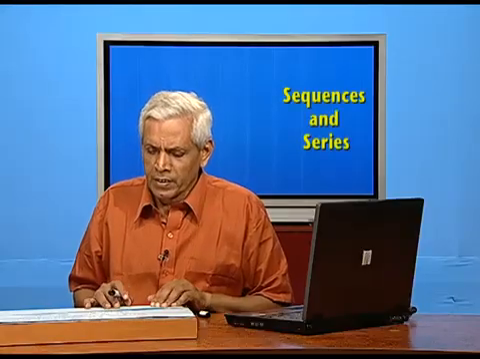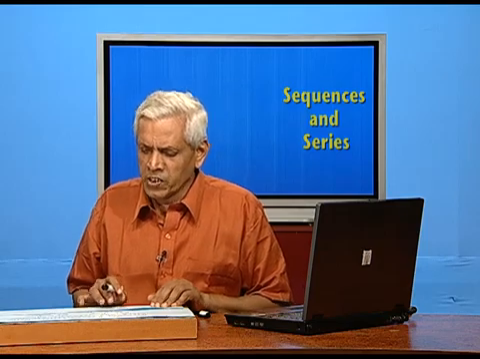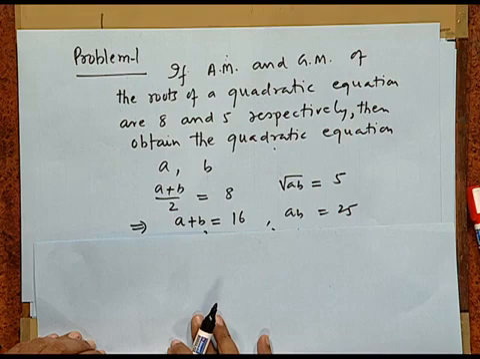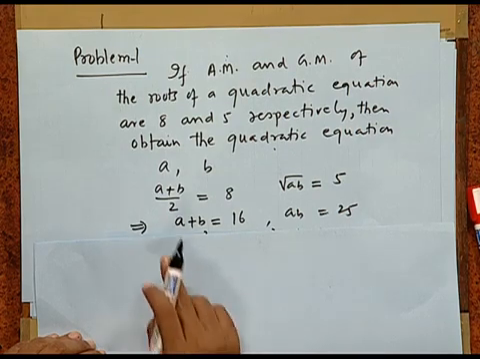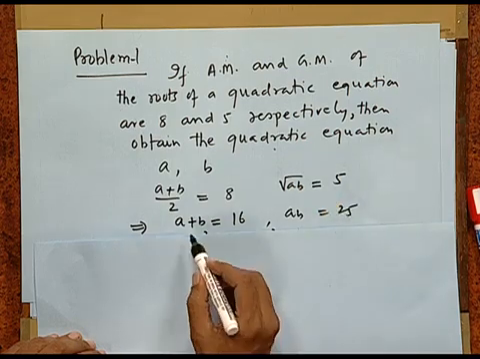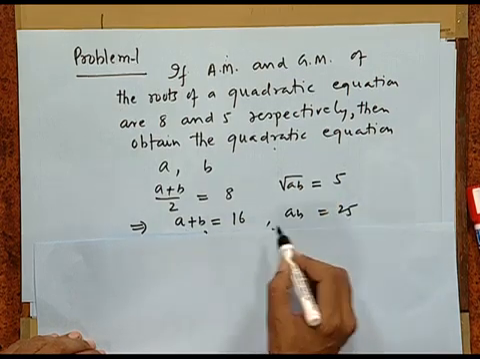Now, we have problem 1. If AM and GM of the roots of a quadratic equation are given to be 8 and 5 respectively, then obtain the quadratic equation. Suppose A and B are the two roots. We are given that (A plus B) by 2 is 8 and root AB is 5. So, we have A plus B is 16 and AB is 25. Thus, we have the sum of the roots as well as their product.